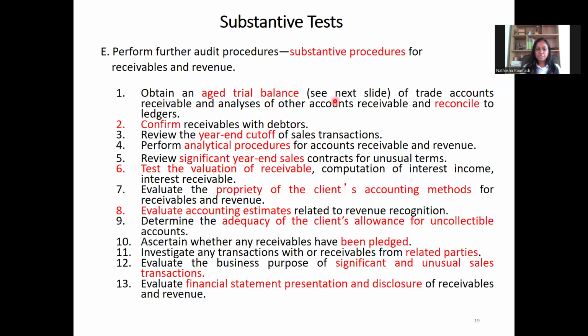Another substantive procedure. Perform analytical procedures for accounts receivable and revenue. In the previous lecture, I explained how to do these analytical procedures for revenue, with financial data and non-financial data. So you can perform analytical procedures. Review significant year-end sales contracts for unusual terms.